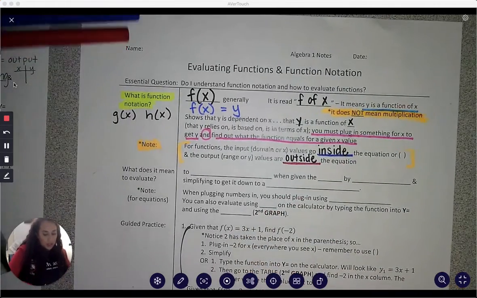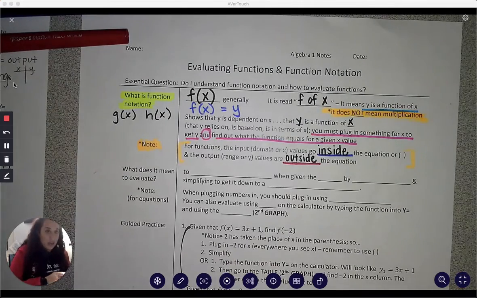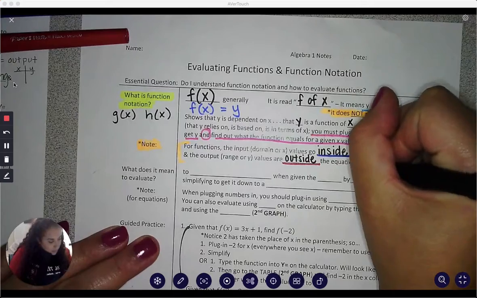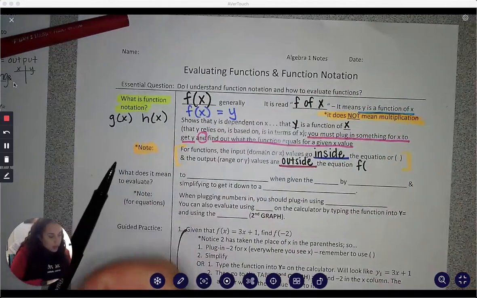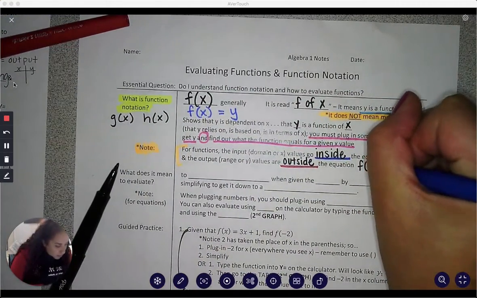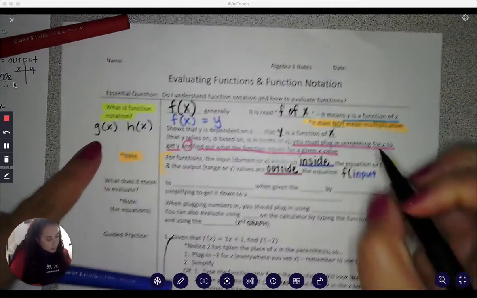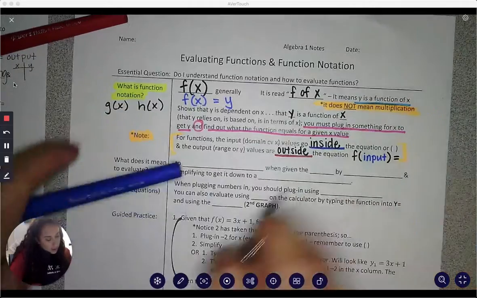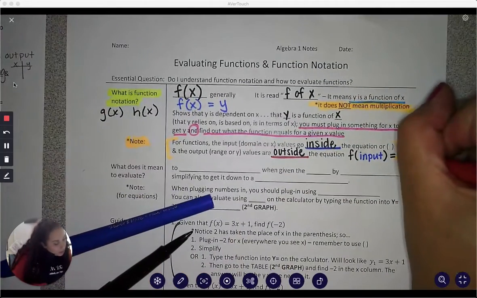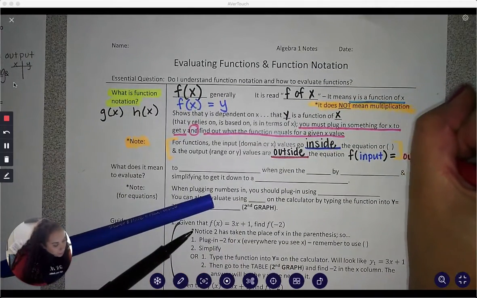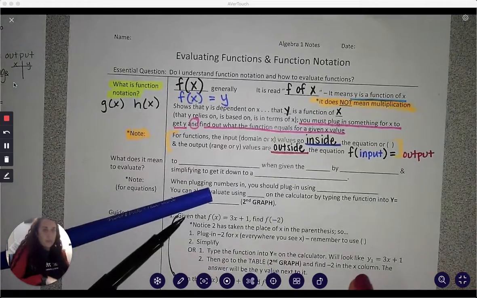So this particular example, what I'm trying to tell you, looks like this. F of the input equals the output.